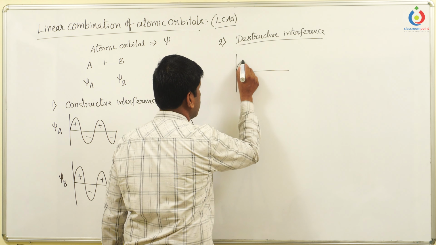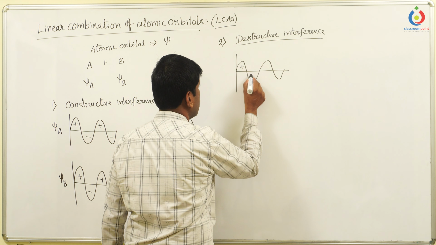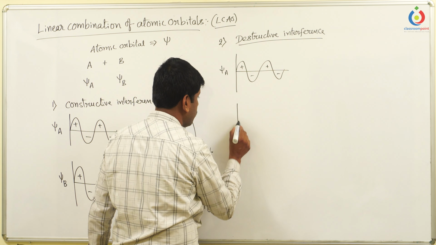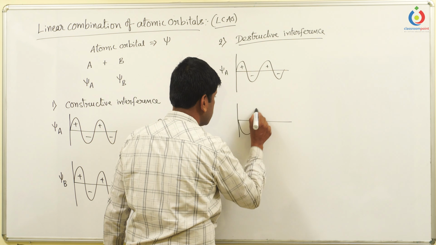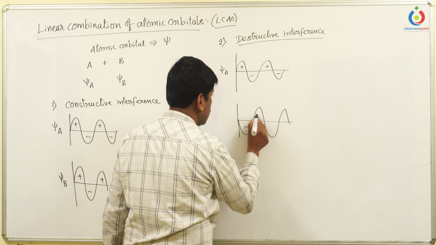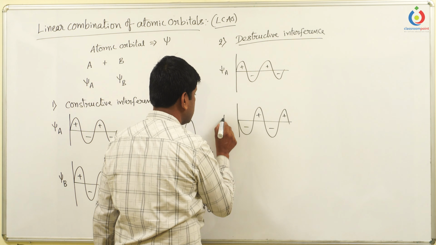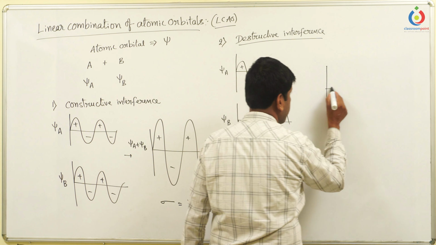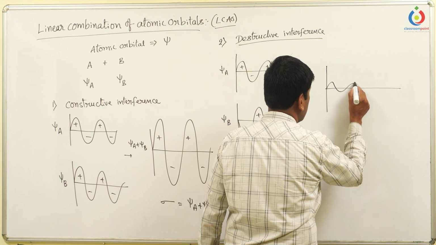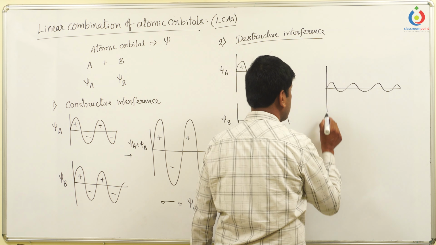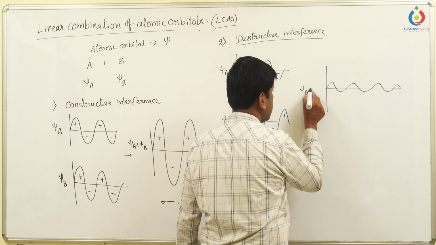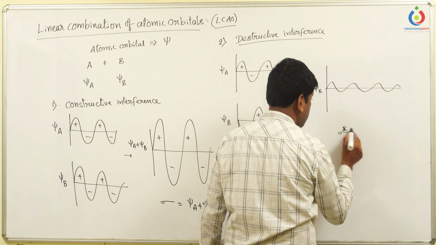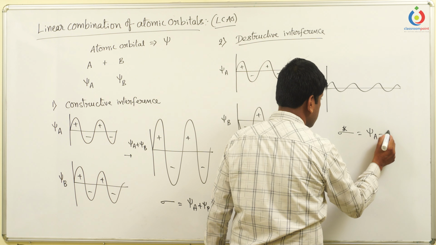So during destructive interference, the amplitude of the electronic waves of both of these atomic orbitals cancel each other and finally produce very little electron density in the molecule. So this is called psi A minus psi B. This type of atomic orbital is known as the anti-bonding molecular orbital.